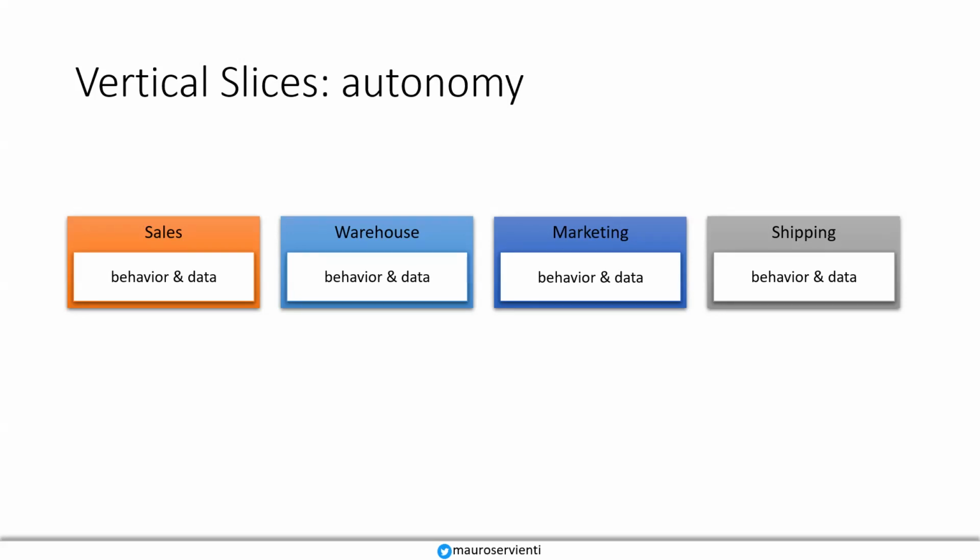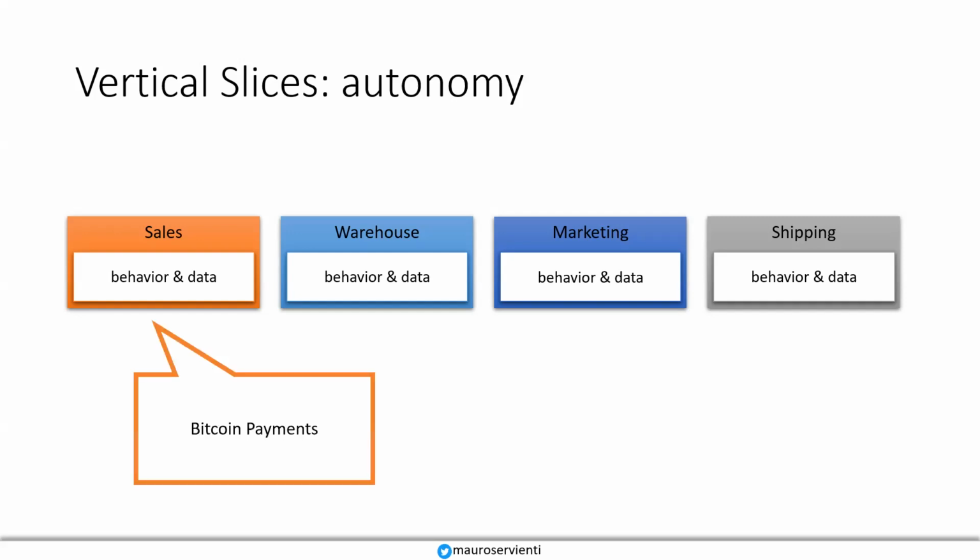If sales now wants to evolve, like for example, introducing Bitcoin payments. Bitcoin are everywhere, or are supposed to be everywhere nowadays. So if the business comes along and says, look, folks, we want to be able to allow our customers to pay in Bitcoins, there is no need to change the shopping cart anymore. This kind of change affects sales only. No one else in this very small system is affected by this kind of change. Warehouse doesn't care about the currency we're using. Marketing neither, and shipping at all.